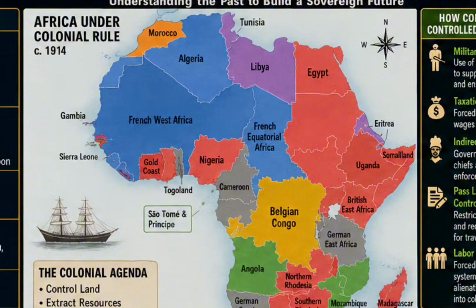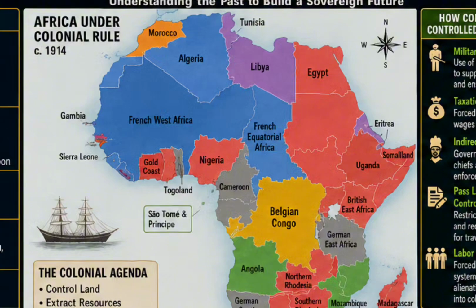Britain's Industrial Revolution was strengthened by African cotton and colonial markets. France expanded manufacturing through West African agricultural imports. And Belgium's wealth grew significantly from Congo's rubber and minerals under King Leopold II. In this way, colonialism fueled European industrial growth while deepening African dependency.